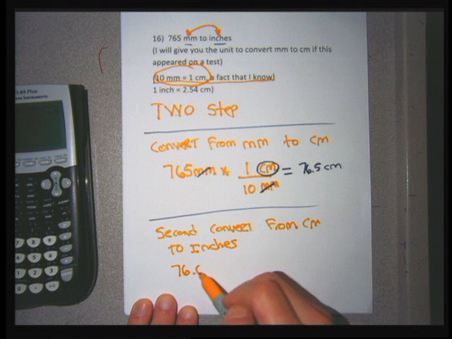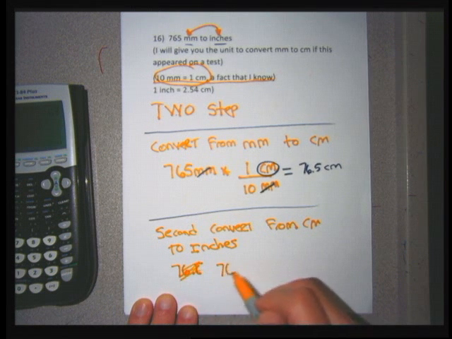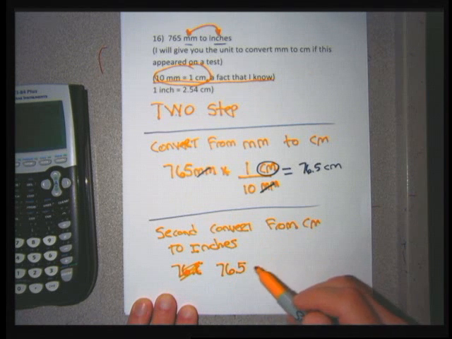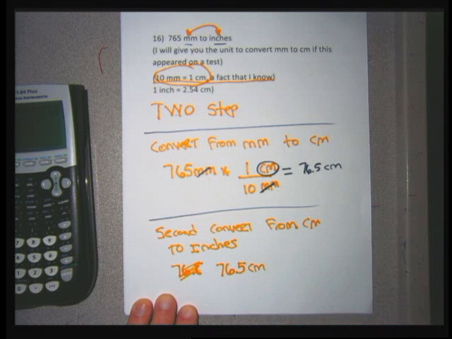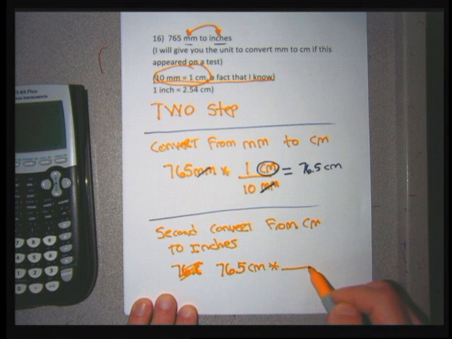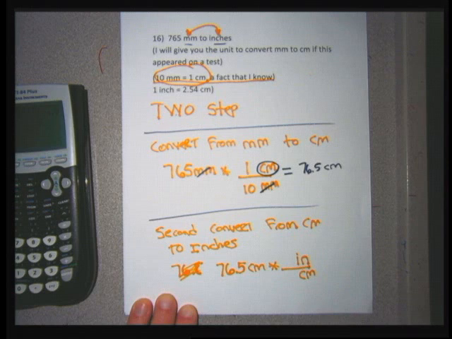And I think there might be 1 problem in the homework that has 3 steps. But for the most part, 90% of the problems or more will be 1 step. So I'm going to take the 76.5 centimeters that I created in my first step. I'm going to multiply it by a fraction. And what I'm trying to get out is inches. So what I want, I put in the numerator. I'm trying to get rid of centimeters. What I have, I put in the denominator.